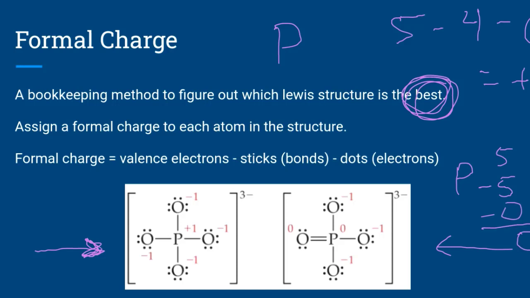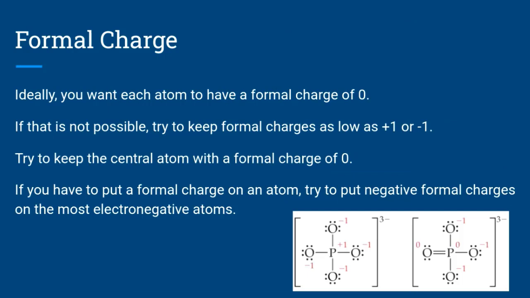And so we see that, okay, we can have 2 structures with 2 different formal charges. Well, which one is the best? Which one's the better structure? Well, ideally, you want each atom in your Lewis structure to have a formal charge of 0. Now, if that's not possible, try to keep the formal charges as low as +1 or -1. And at all times, you want to try to keep the central atom with a formal charge of 0. That's going to help you succeed and figure out which Lewis structure is the best.